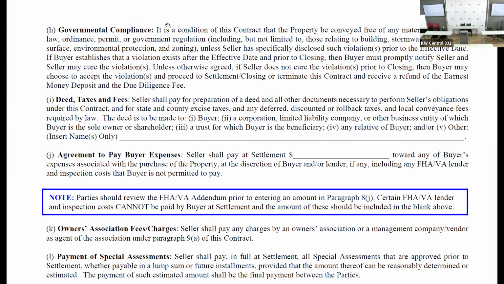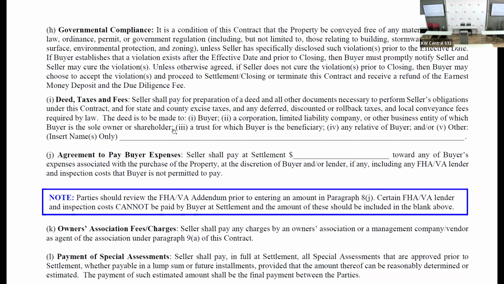Governmental compliance. Just a reminder on this: it is the buyer's burden to discover any non-compliance with government regulations.